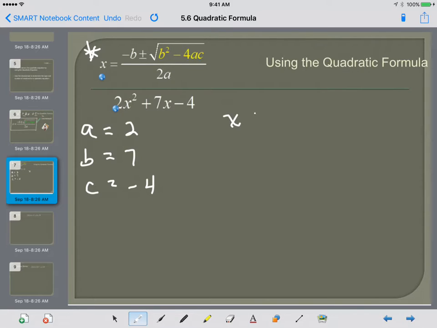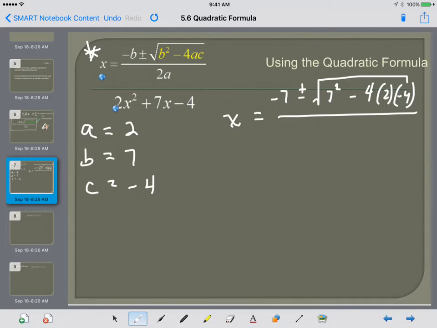So I get x equals negative b. Well, if b is 7, the opposite of 7 is negative 7, plus or minus the square root of b squared. So we have 7 to the second power minus 4 times a, which is 2, times c, which is negative 4, all divided by 2 times 2. So I'm going to go through here and simplify this.